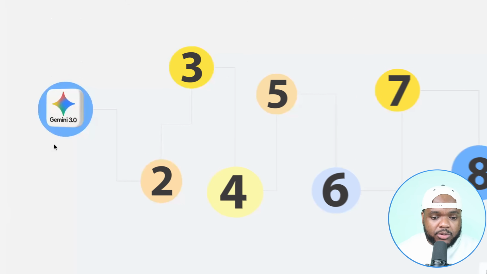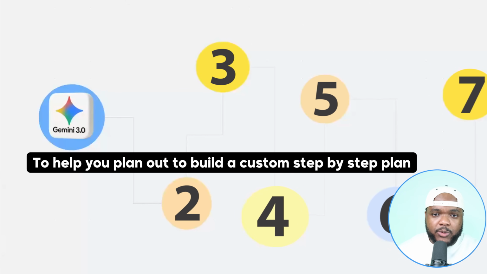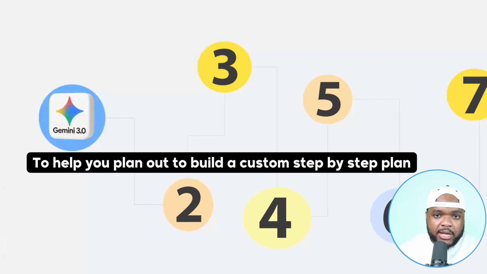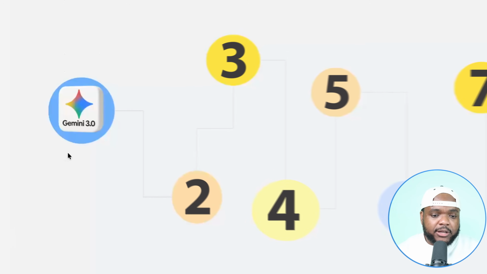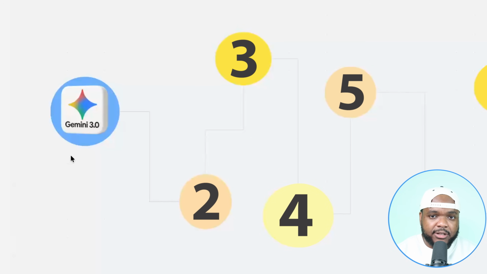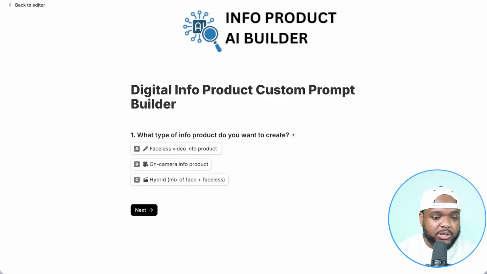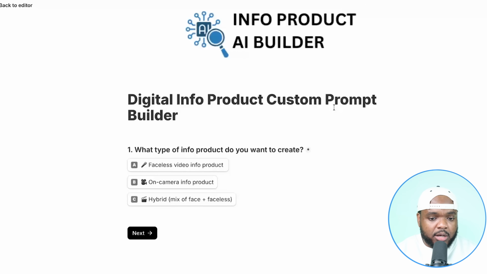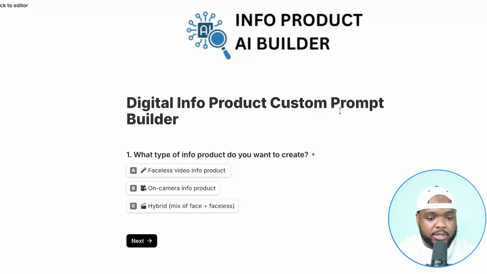But another way that you can use Google Gemini is just to help you plan out what you need to do when it comes to building a custom step-by-step plan. One of the things that holds so many people back is that they're not really sure of exactly how to begin, and they're not sure of what step to take next. So Gemini is going to be able to help with this, but it's going to come down to entering in the correct prompt. And the way that you can build a custom prompt is by using this multi-answer or multi-question quiz that you can see on the screen.